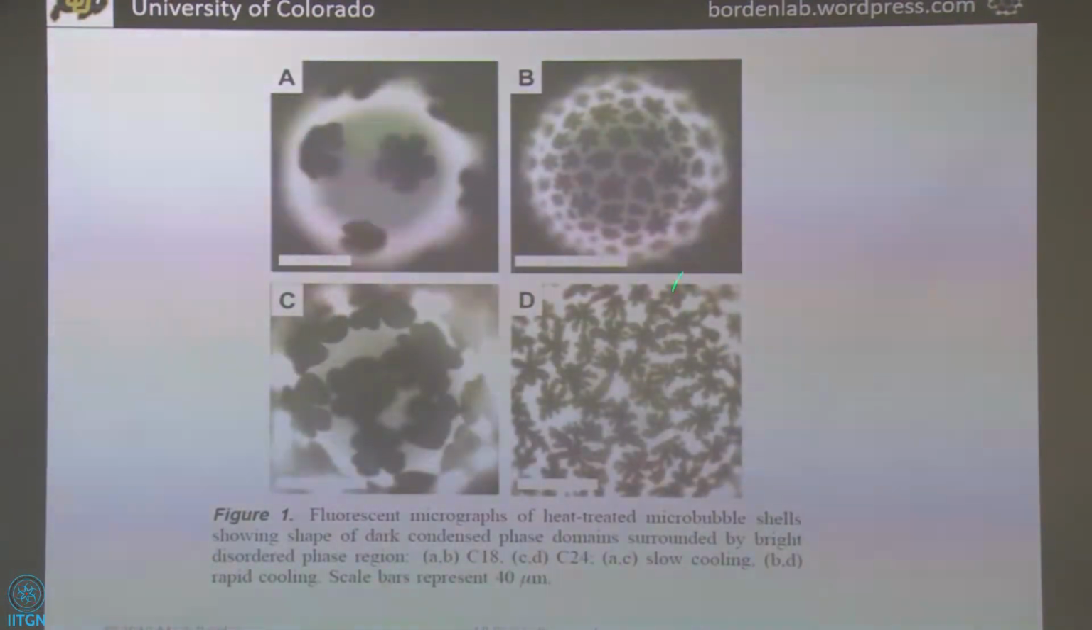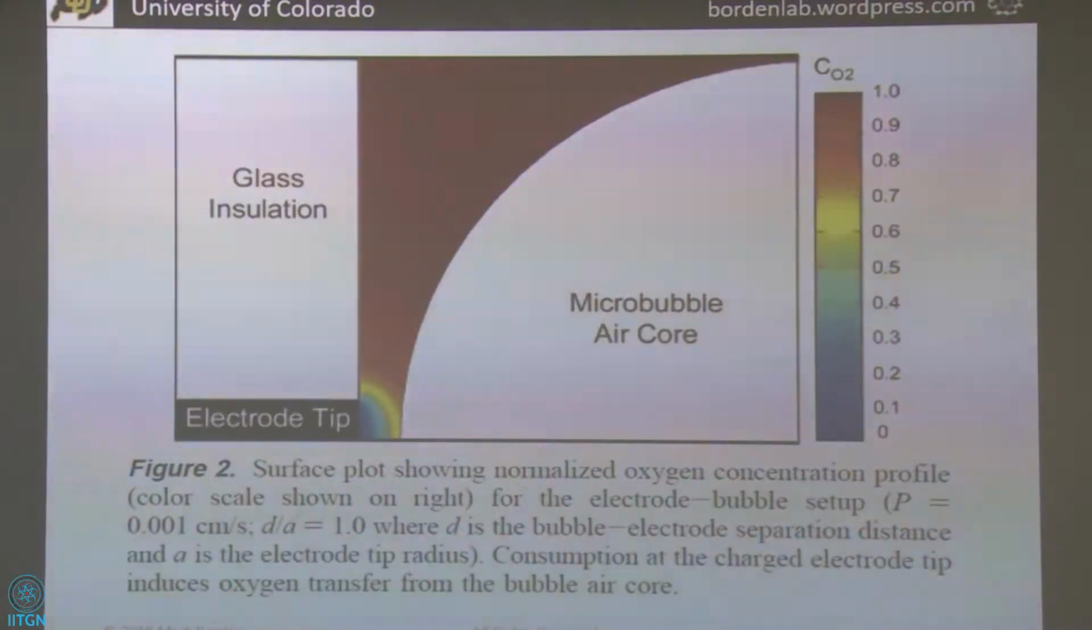We also showed that microstructure affects oxygen permeability. You can add microstructures on the surface of bubbles, as I showed you before, and you can heat them and cool them at different rates to get different microstructures. You can model this; this is the diffusion region, so oxygen concentration decreases as you go from red to blue. At the electrode tip, you have the reaction happening out here, it's saturated, and then you have this diffusion region in between the bubble and the electrode tip.